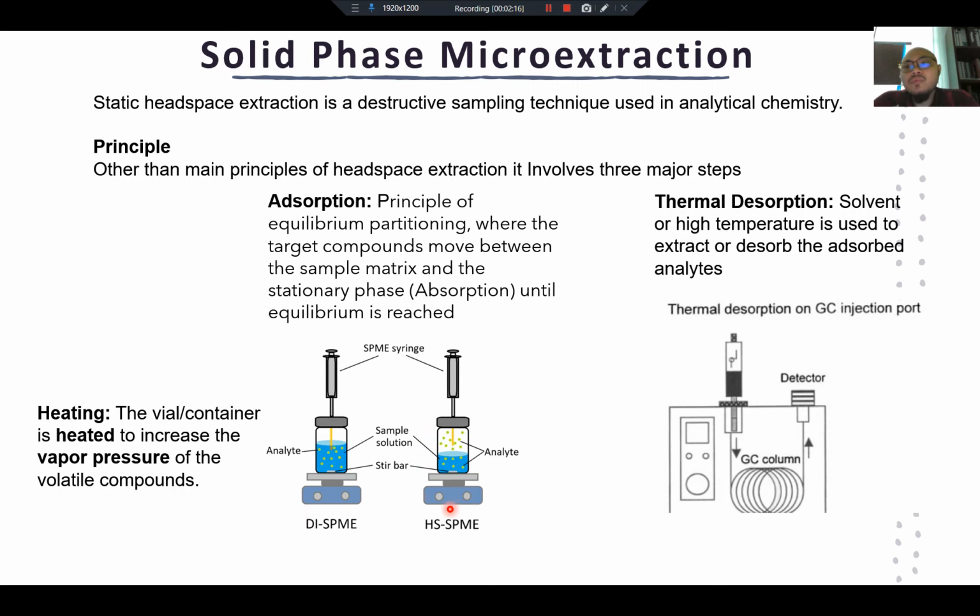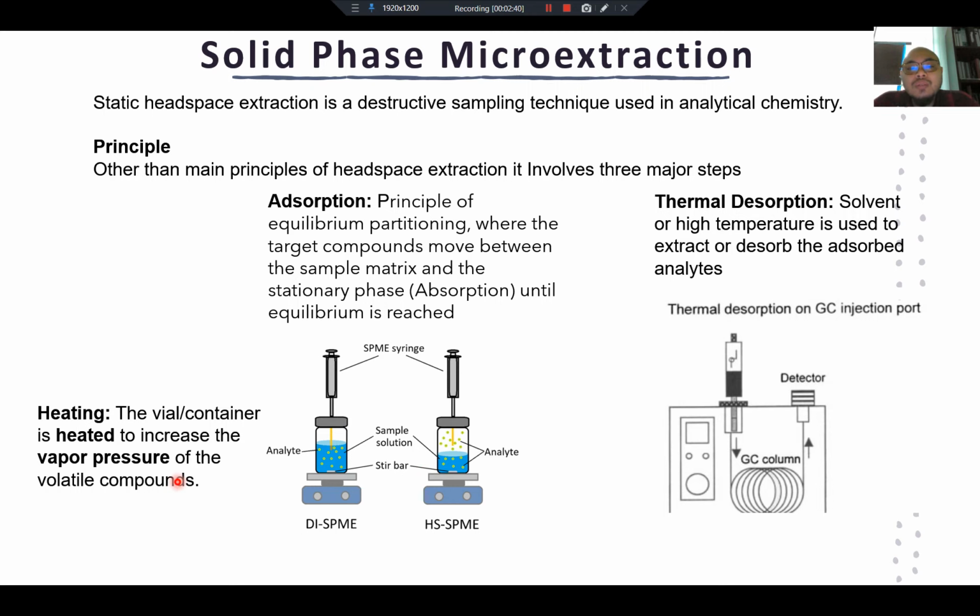So for the arson analysis, for the fire debris analysis, normally we use the headspace SPME. That's why I'm separating the SPME alone, under the fiber. I don't put it under the headspace, because it can be utilized for two, which is the direct immersion and also the headspace.